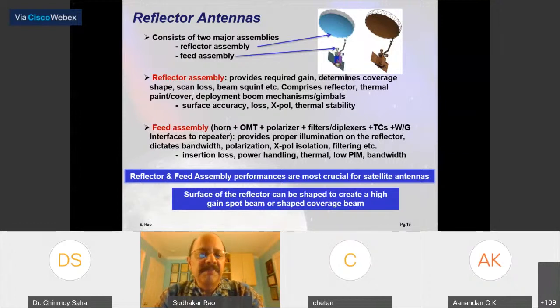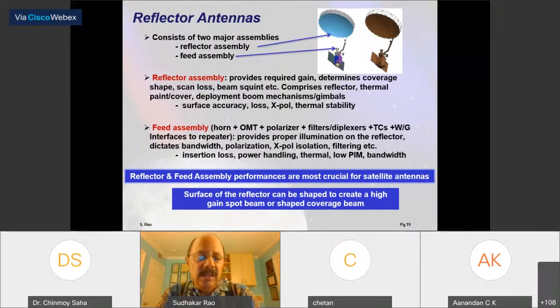It has a reflector, thermal paint to cover sometimes, deployment booms, mechanisms, sometimes gimbals on the back of the reflector to move them around. So important is surface accuracy. Typically, we design them with lambda by 100 surface accuracy, RMS. The losses have to be minimum. The cross pole is very important, and thermal stability is important because it has to work over a wide thermal range.